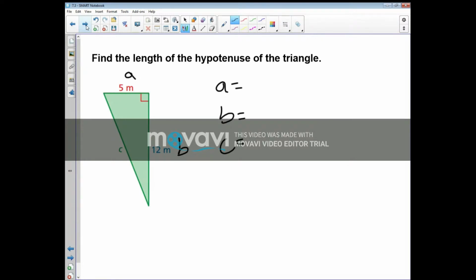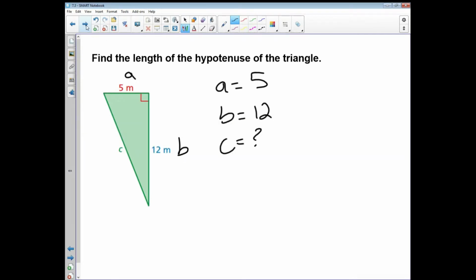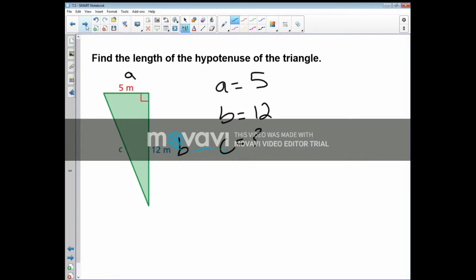You can just label them A and B. You can call it B or A, doesn't matter, as long as the two shortest are A and B, that's all that matters, okay? So if we say that's A, then 5 is going to be represented as A, B would be 12, and we don't know what C is, okay? So we're going to use the Pythagorean theorem to figure that out.